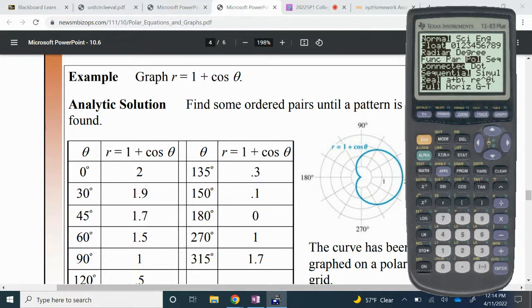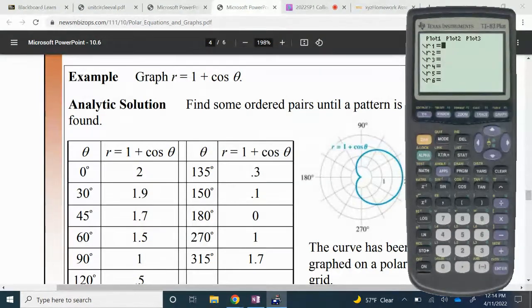Now if we hit y equals, we're going to see something a little bit different. Before, in function mode, we saw y sub 1 and we put in the equation, solving for y in terms of x. Once we change our mode to polar, notice we have r sub 1, r sub 2. So that's the first difference: a polar equation must be solved for r. I'm going to put in the equation 1 plus the cosine.